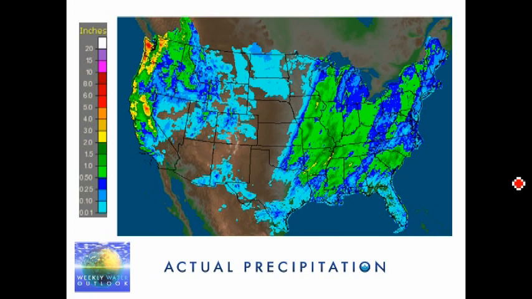Let's take a look at how much rain fell across the nation last week. What you can see here is rainfall over the last 7 days. Very little rain fell over broad parts of the nation, and areas that received rain, with the exception of the far Pacific Northwest and California coast, was very light. A very broad part of the nation received very little rain.